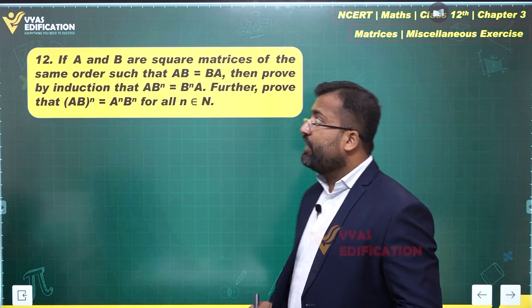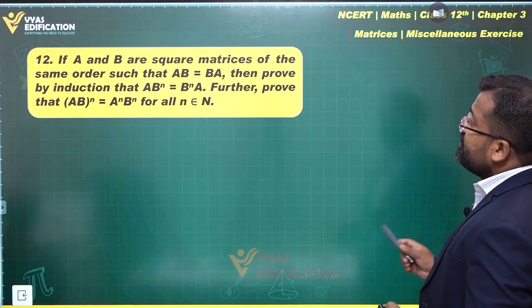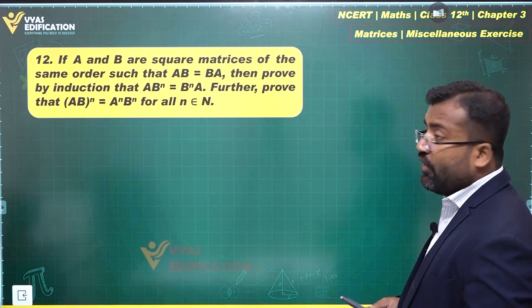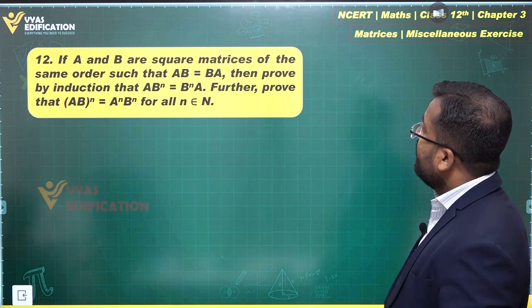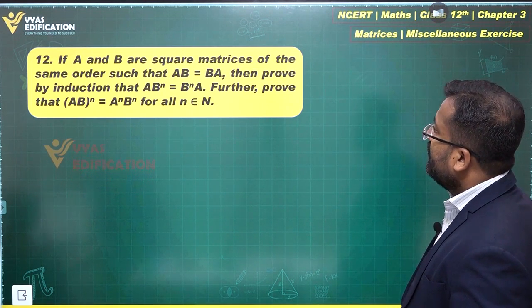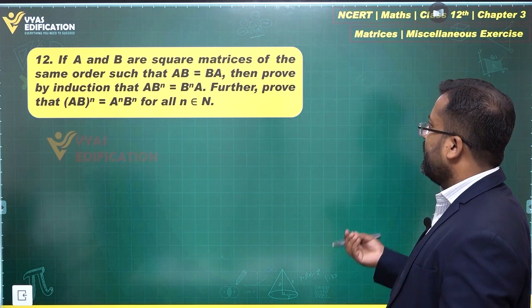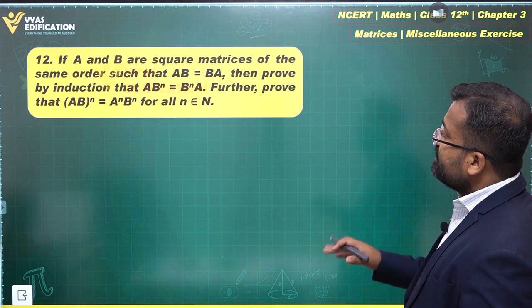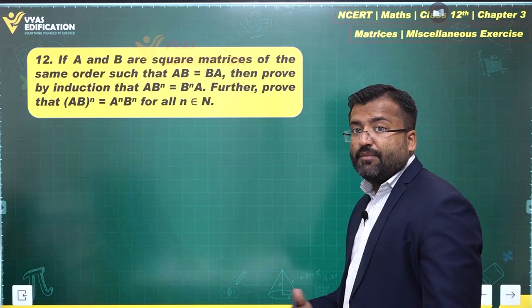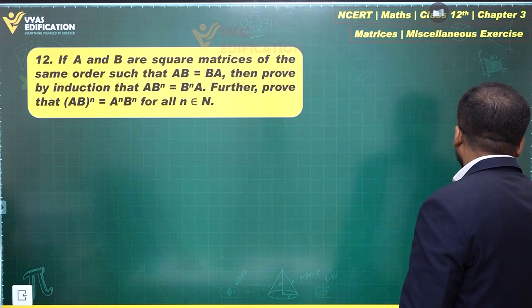Let's discuss this question over here. If A and B are square matrices of the same order such that AB is equal to BA. Okay, A and B are commutative in this case. Then prove by induction that AB whole power n is equal to A power n times B power n for all n belonging to natural numbers. Okay, let's do that.